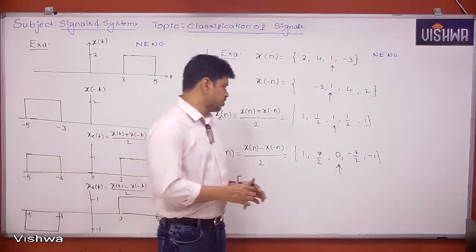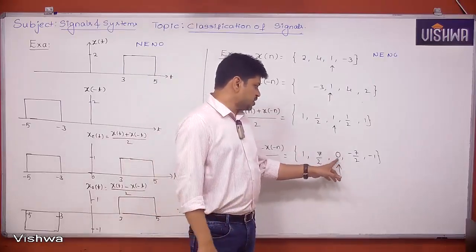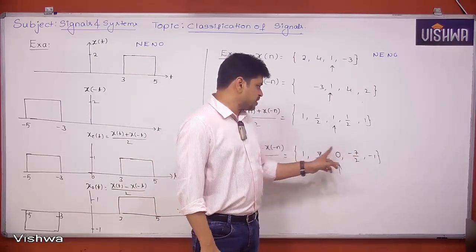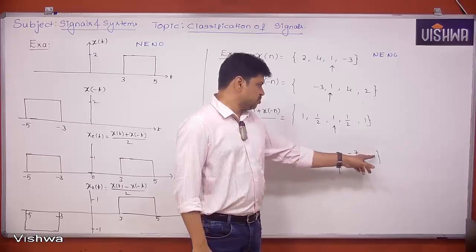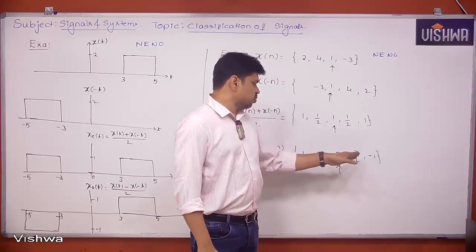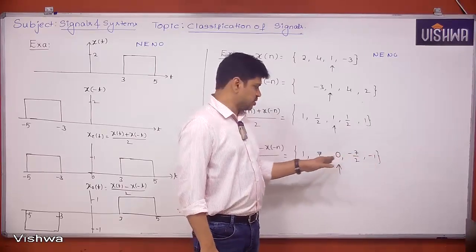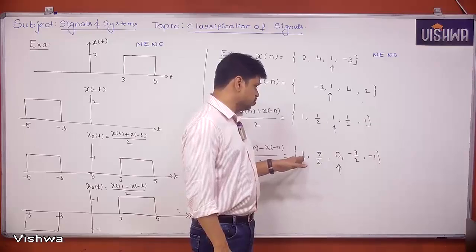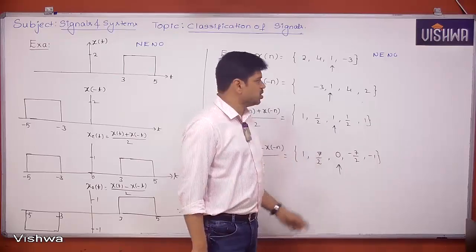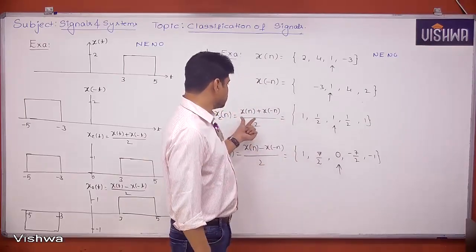So if you observe carefully, at n is equal to 0, its value has to be 0. Minus 7 by 2 plus 7 by 2, minus 1 plus 1. So whatever there is for the positive values of n, there is for the negative values of n also, but only with the sign changes. Okay. So I can say this is an odd signal, this is an even signal.